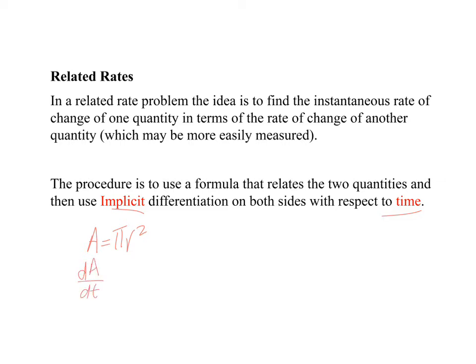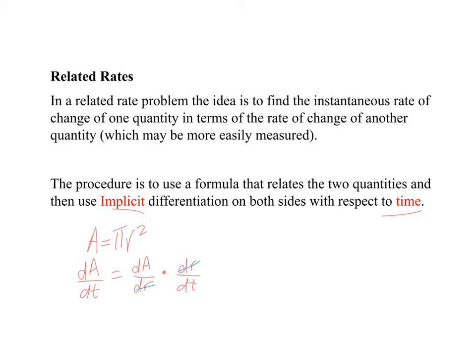So we'd calculate the derivative of area with respect to time. That means we'd have to do the other side with respect to time, but r is our variable. So we could calculate the derivative of area with respect to r, but that's not what we're looking for. So using the chain rule, we'd have to multiply it by dr dt. And some people think of it as kind of like canceling units, so that actually makes sense.